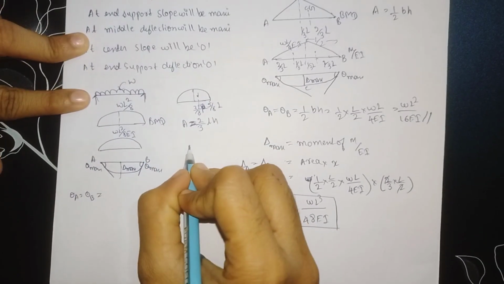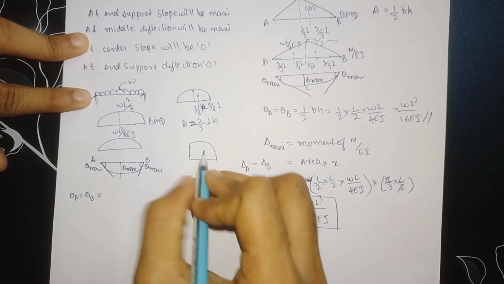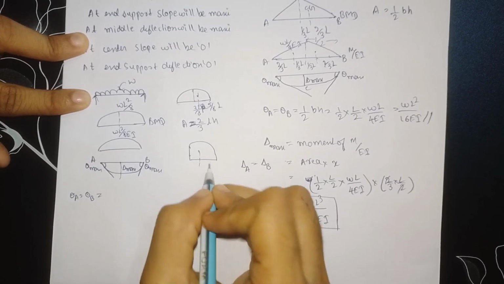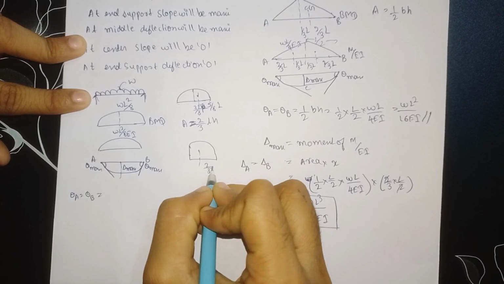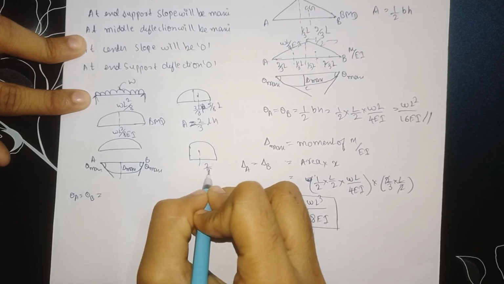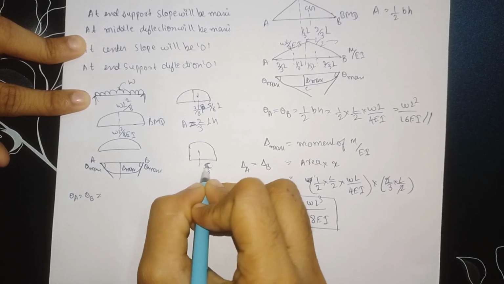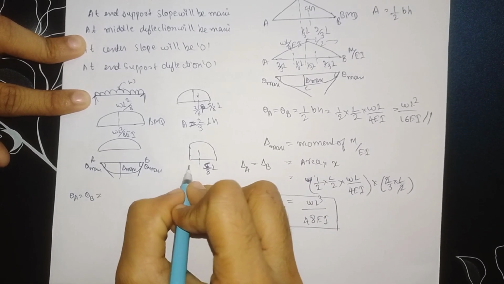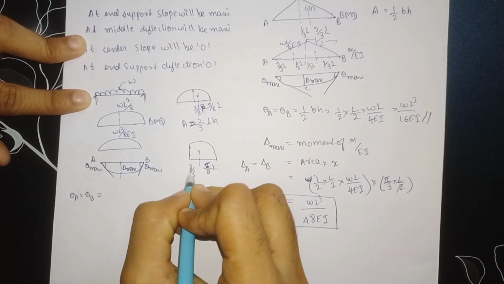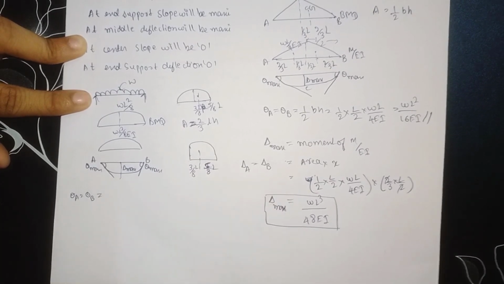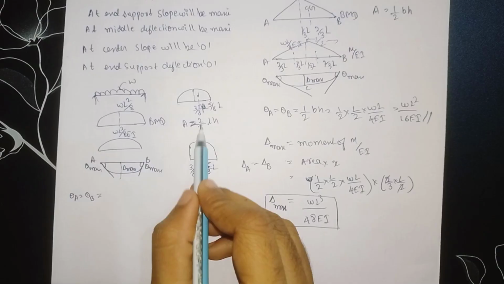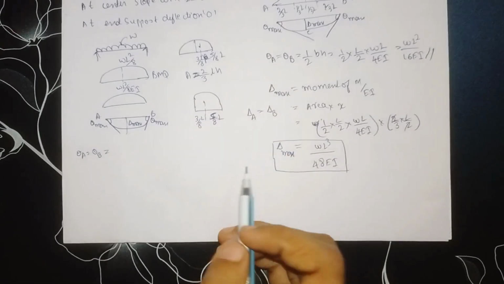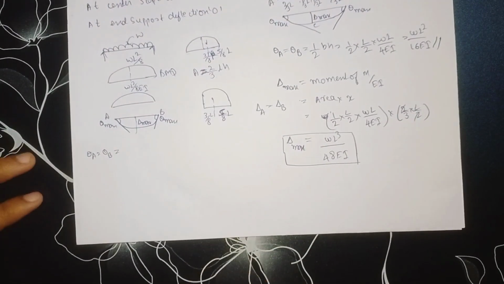I will write it here clearly. CG will be here. To find this much of distance, 5 by 8 into L. To find this distance, here to here, 3 by 8 into L. To find the area of the parabola, 2 by 3 into H into L. So now we will solve it.